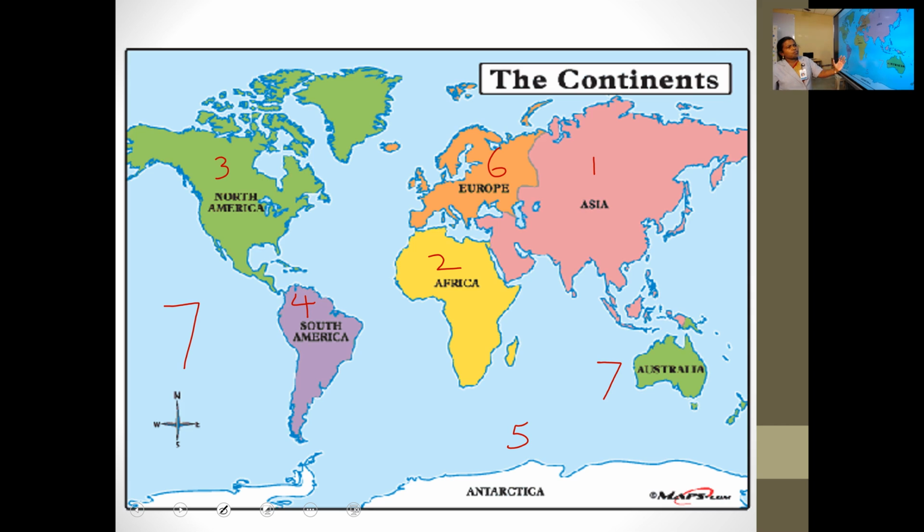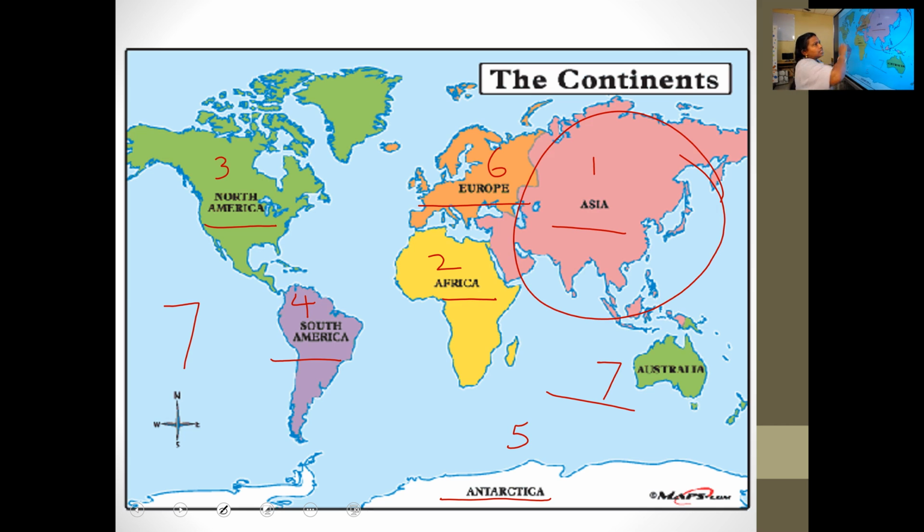That is, from biggest to smallest, it comes as number 1, Asia, then Africa, then North America, then South America, then 5th one Antarctica, then 6th one Europe, and last one Australia. You know, this Asia is the largest continent and this Australia is the smallest one. Australia is the smallest continent and Asia is the largest continent.